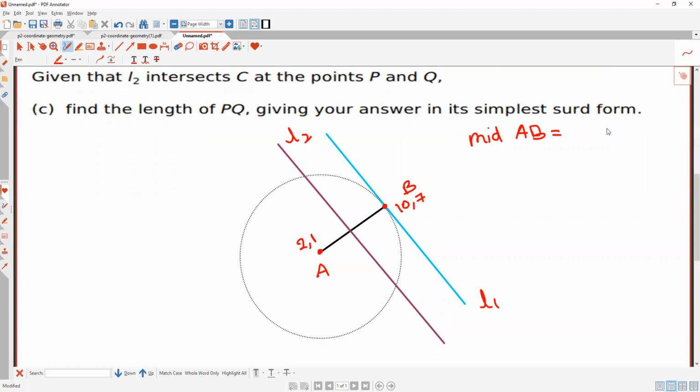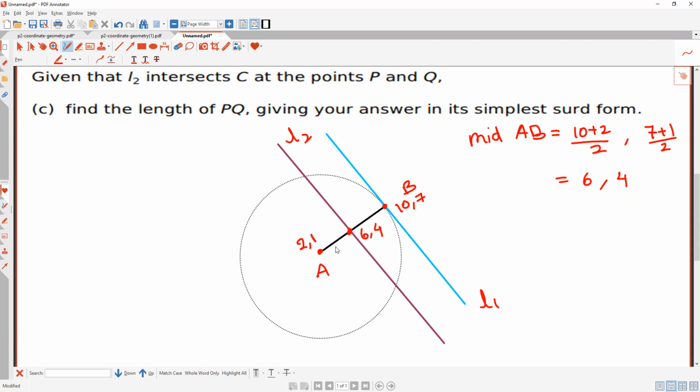Okay, so it's going to be 10 plus 2 divided by 2, comma, 7 plus 1 divided by 2. So that's going to be 6, 4. So that's your midpoint. Now L2 is passing through the midpoint 6, 4.